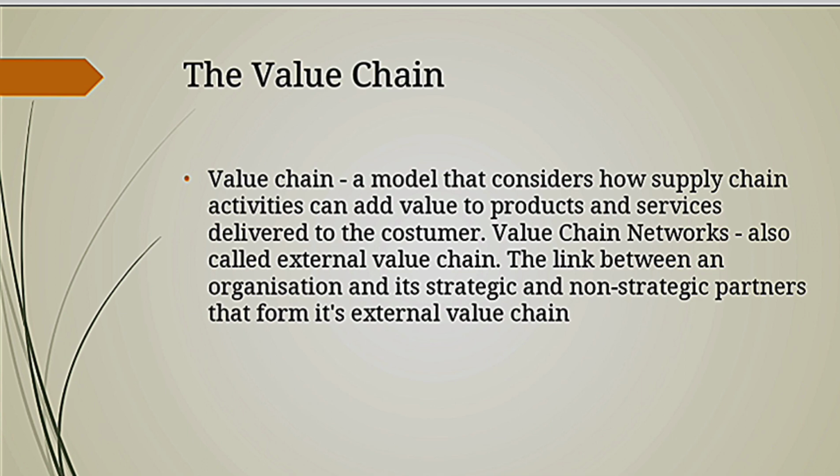Value chain networks, also called external value chain, the link between an organization and its strategic and non-strategic partners that form its external value chain. When you say value network, it allows people to buy and sell products as well as share information, and that can benefit the entire group or the organization. So the relationship of the value chain and value network to the supply chain management is they are both related to process. The relationship is to operate efficiently and competitively.